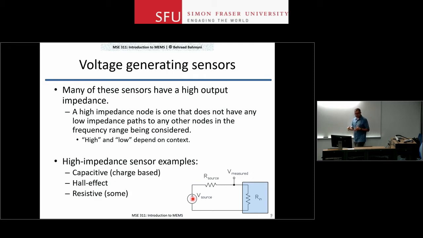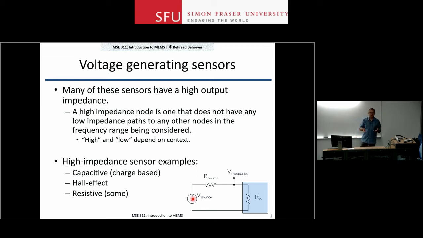Examples of high impedance sensors include capacitive devices, right? In most situations, if you have a charge on a capacitor and you want to measure it, the impedance is quite high because these measurements are usually done at low frequencies, and at low frequencies, the impedance of your capacitor is quite high. Hall effect sensors are another example. Again, you have these two electrodes on the two sides of your piece of, let's say, whatever conductor you're using for a Hall effect. You don't want to draw any current between these two electrodes. So again, that's another example of a high impedance device.